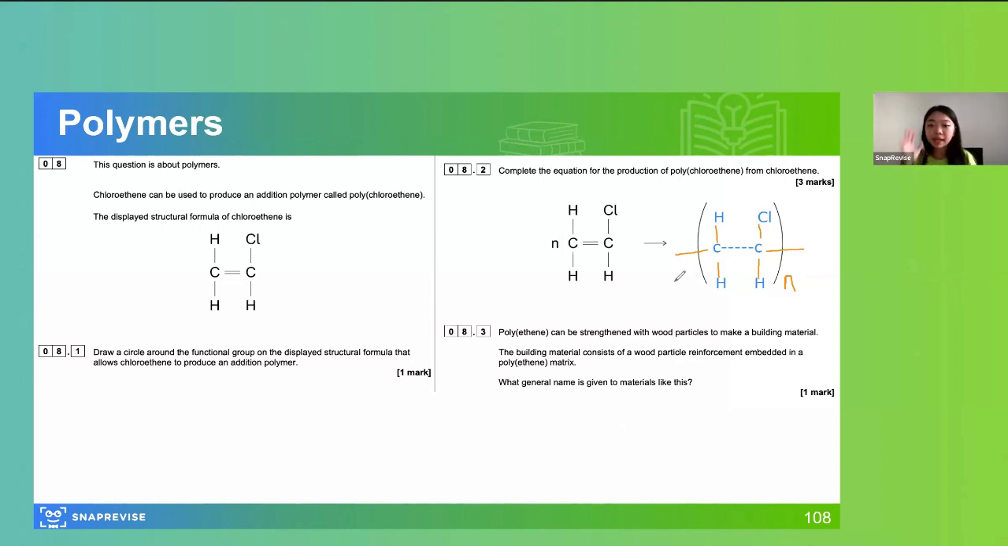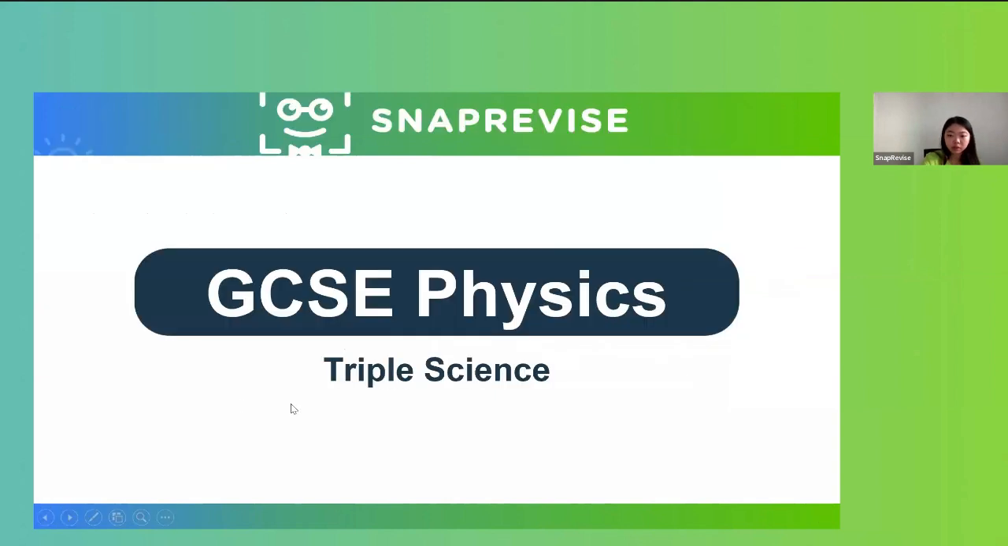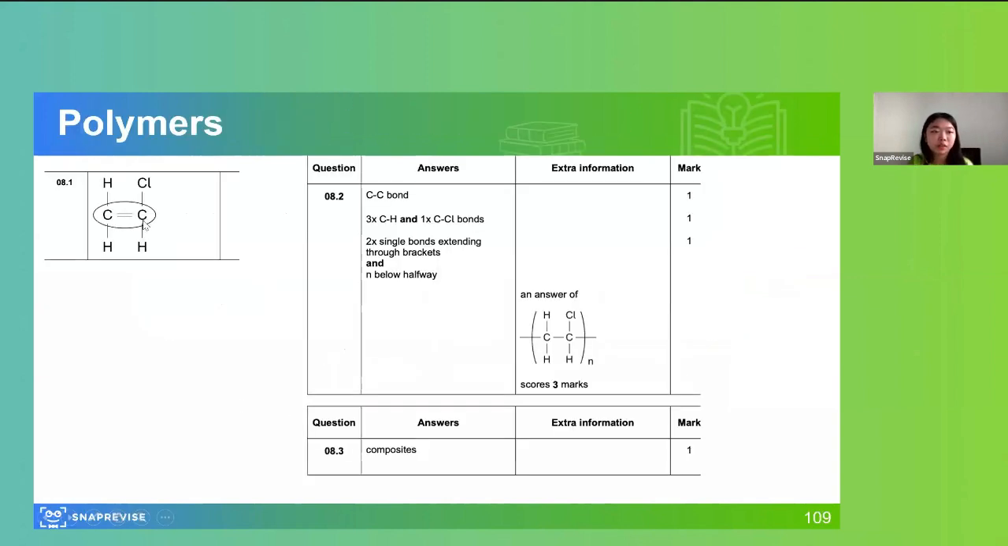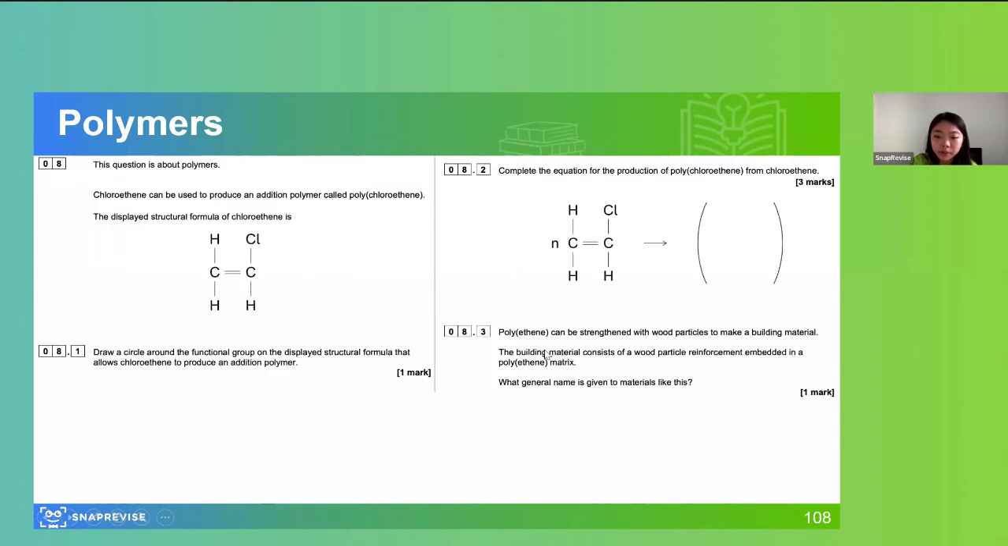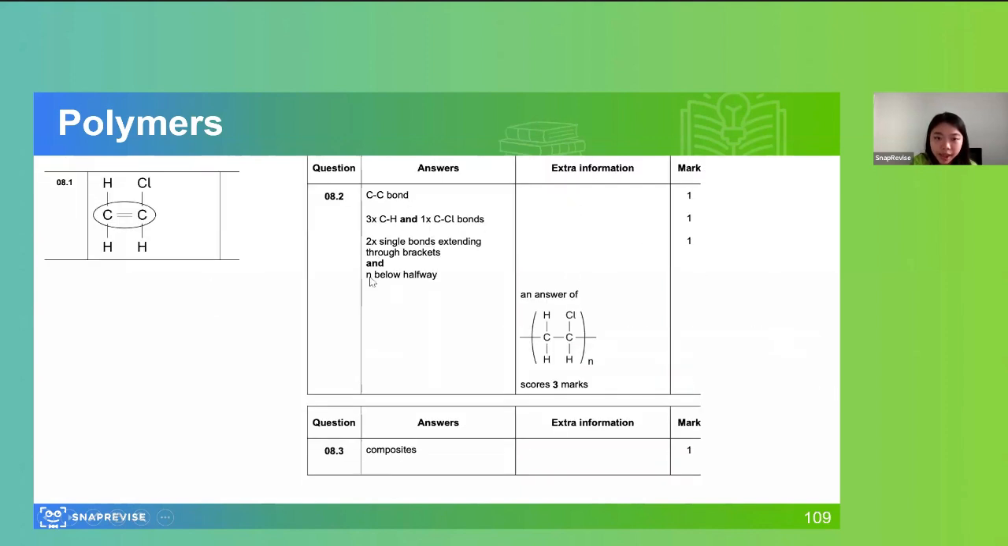But that is the main thing I want you guys to look at, which is drawing a polymer. So the answer here is going to show you. First of all, drawing the circle around the C-double-C bond. Then when you're drawing it, you should have a formula like this. Just drawing the same thing as the original monomer. And then N below halfway, so right there, 2 single bonds extending through the back brackets. So you have to extend it through the brackets.